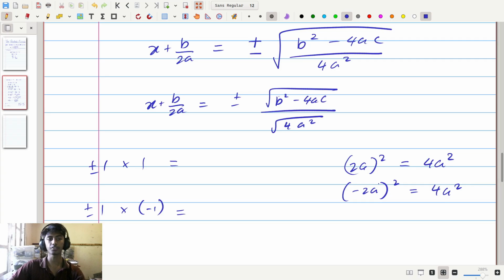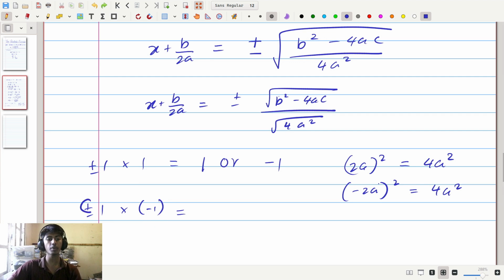Considering the two cases, in the case of plus or minus 1 times 1, this could either be plus 1 times 1, which is going to be 1, or it could also be minus 1 times 1, which is going to be minus 1. As for the second case, here we have plus or minus 1 times the negative version of what we had up top, as in negative 1, and doing so, there are still two cases.